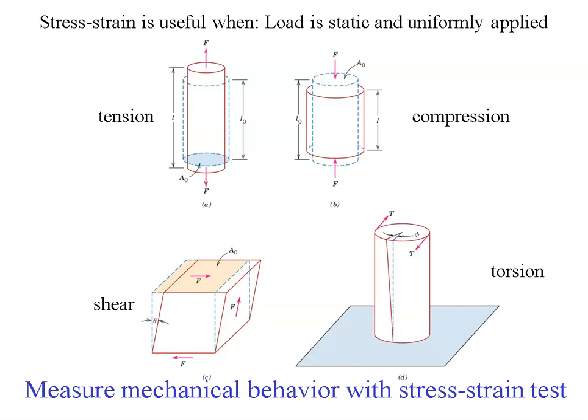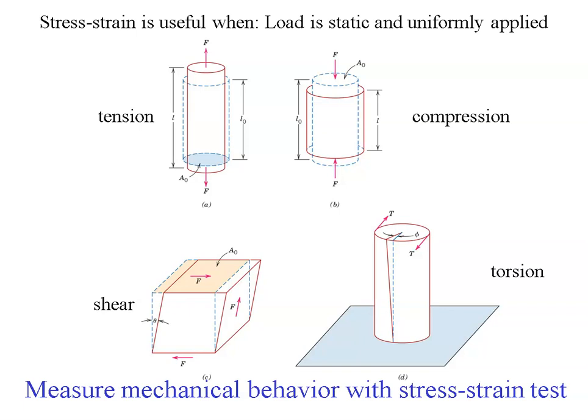So for example, the sudden load that a seatbelt will suffer if you were to get into an accident would not be something we could analyze under these conditions. But if you were to just attach it to the ceiling and then hang weights from it, slowly increasing the weights, watching it stretch and then eventually break, that's the kind of mechanical behavior that we can analyze with a stress-strain test.